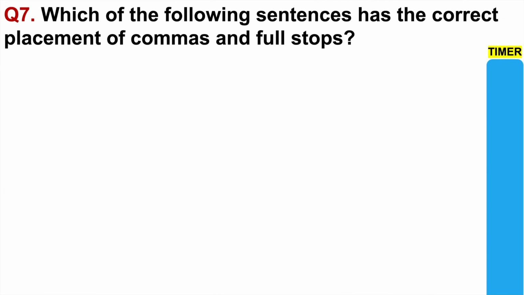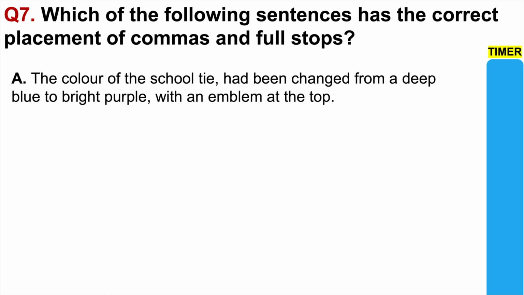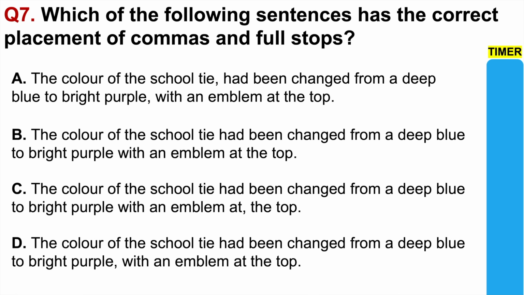Again, which of the following sentences has the correct placement of commas and full stops? A, B, C or D? And the sentence reads, the colour of the school tie had been changed from a deep blue to bright purple with an emblem at the top. Only one of them is correct. Which one is it? A, B, C or D? Here is your timer.